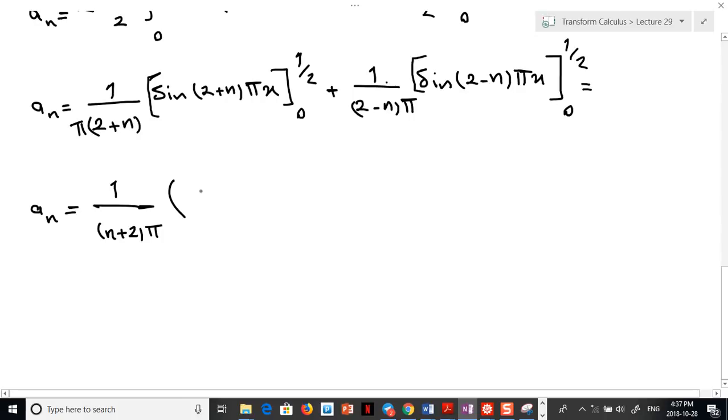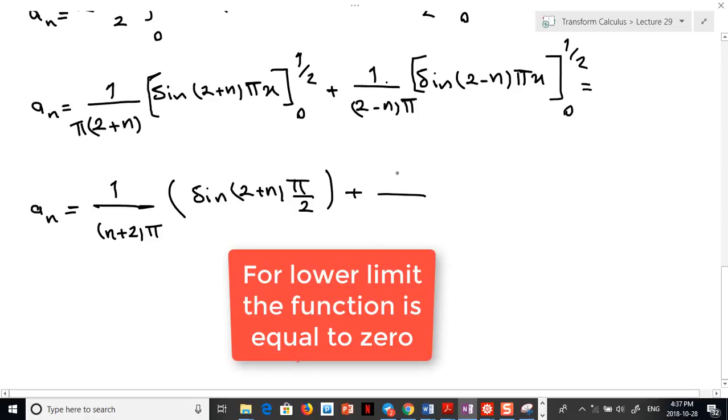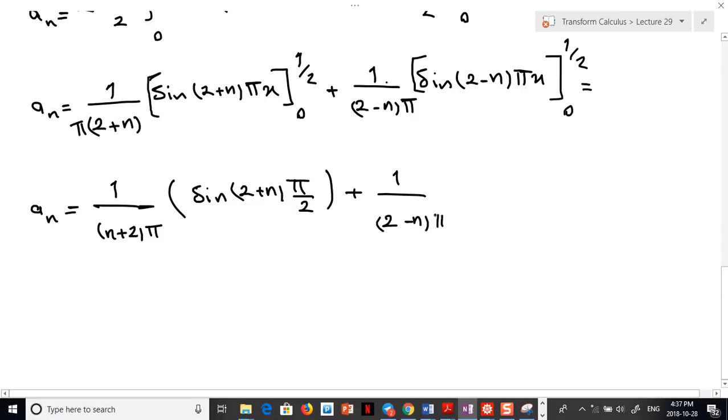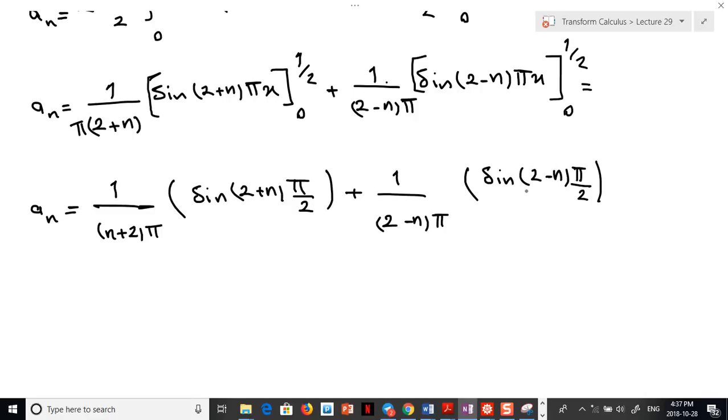If I apply the upper limit, we have sine (2 plus n) pi over 2, and here we have 1 over (2 minus n) pi times sine (2 minus n) pi over 2 for the upper limit. If I apply the lower limit, it's equal to 0. So I could find an. We already found a0, which was equal to 0. As a result, we have the Fourier series.